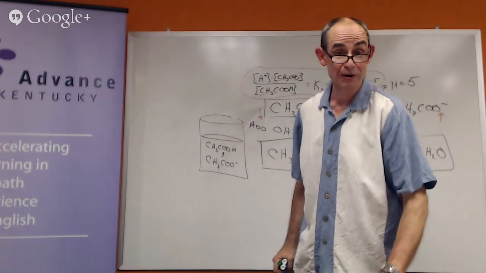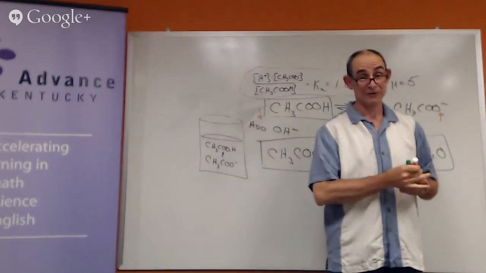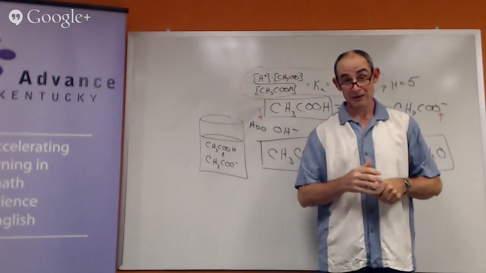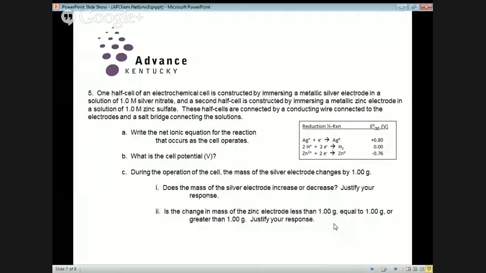Okay, I've got 2 more questions I'd like to look at, both of which involve net ionic equations. One is a galvanic cell, and the other is an electrolytic cell. So let me clear the board while you read this question. It's a little bit more complicated, and there's a few parts to it.